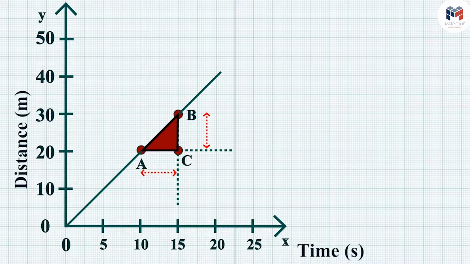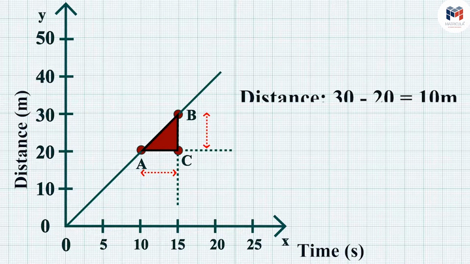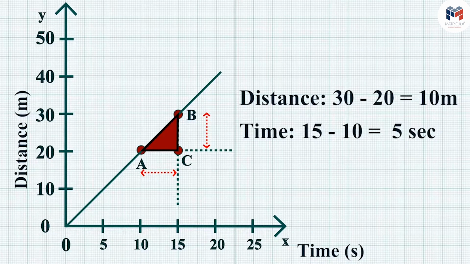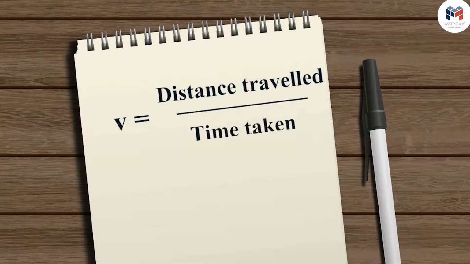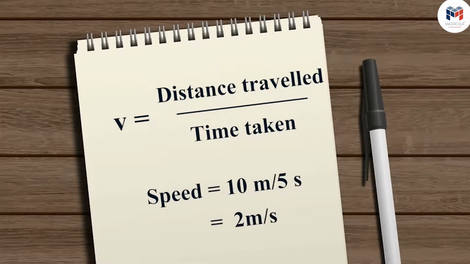We can see from the graph that as the object moves from point A to B, it covers a distance of 30 minus 20, which is equal to 10 meters, in time 15 minus 10, which is equal to 5 seconds. The speed v of the object can be determined as v is equal to distance travelled upon time taken. Speed is equal to 10 meters upon 5 seconds, which is equal to 2 meters per second.